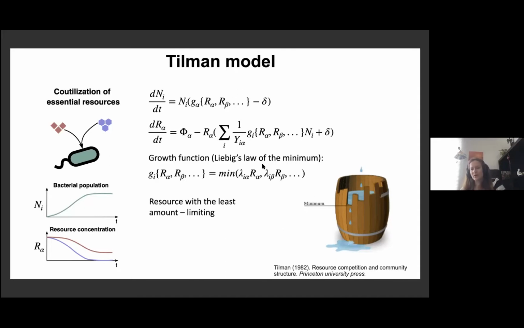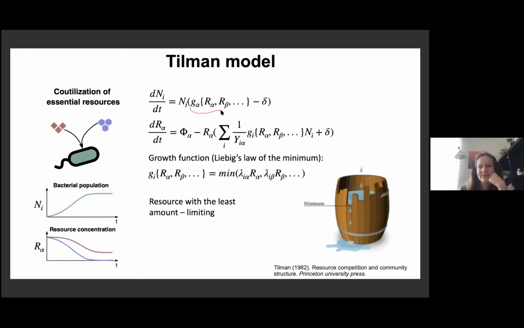So growth on such a set of resources is not just a linear sum. It should be some multiplication or some other functional form that accounts for the fact that you can't grow without one of those resources. And typically the model is formulated like this, and it looks very similar to MacArthur.